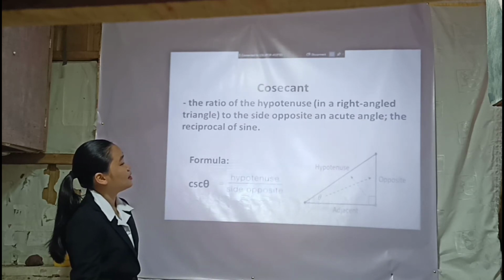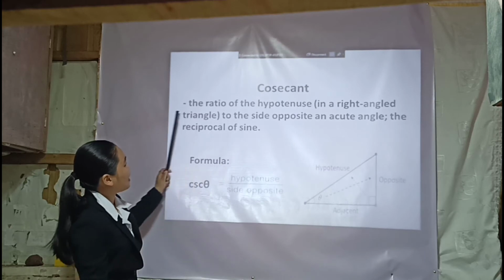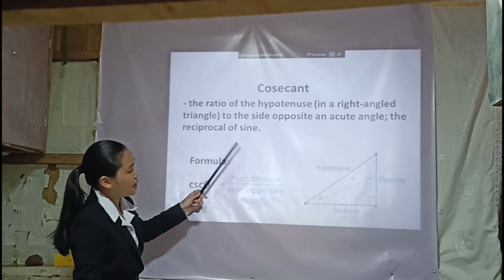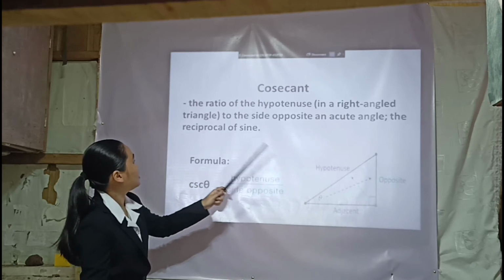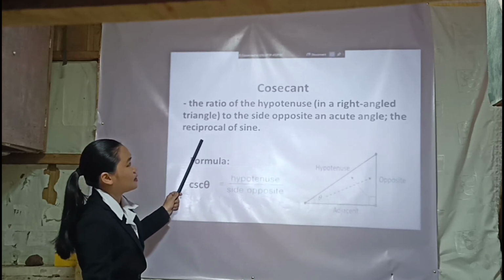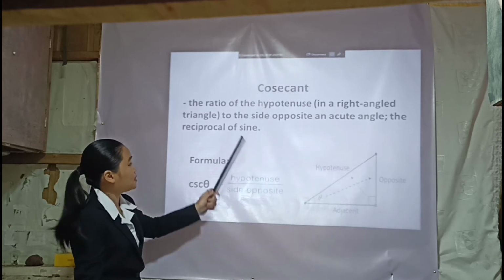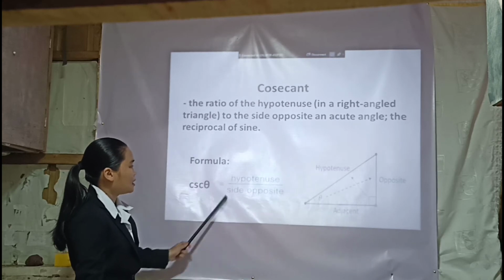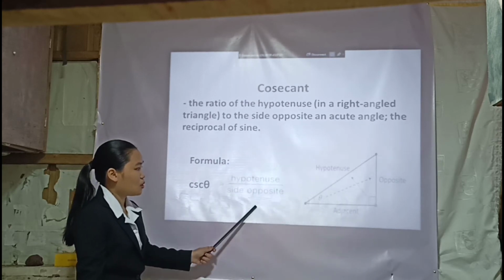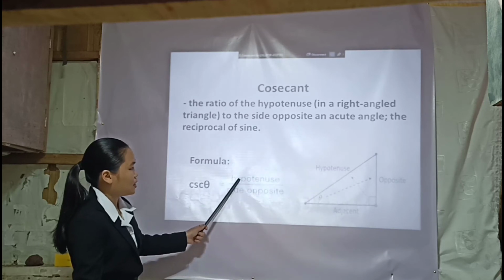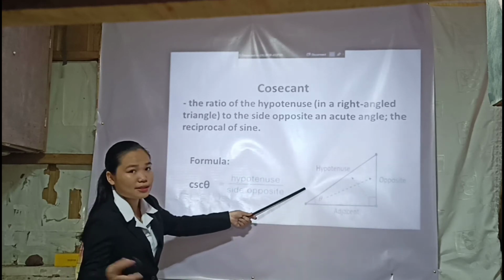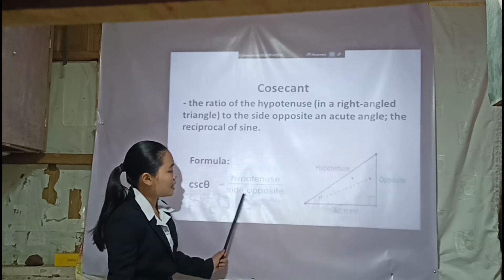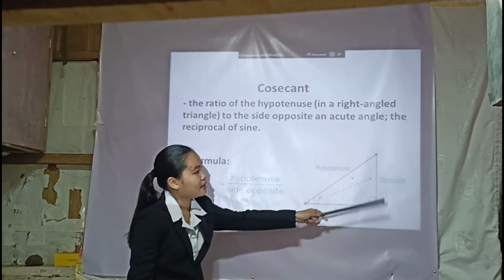Next is cosecant. Cosecant is the ratio of the hypotenuse in a right-angled triangle to the side opposite an acute angle, the reciprocal of sine. So, cosecant is the reciprocal of sine. The formula is cosecant theta equals hypotenuse over the side opposite. So, this is the hypotenuse, as I have said earlier, the longest side of a right triangle over the side opposite or opposite side to the angle.